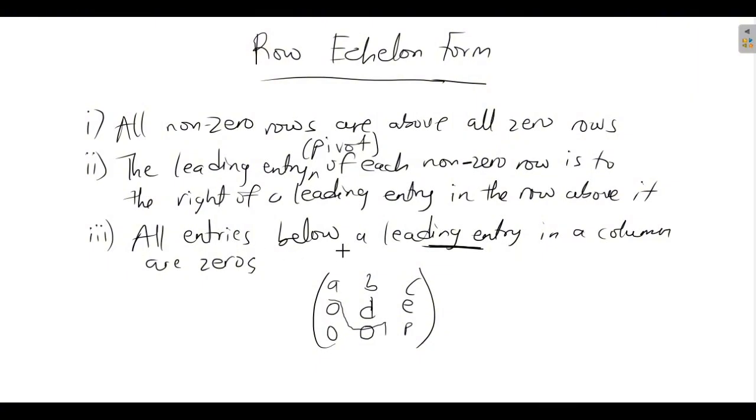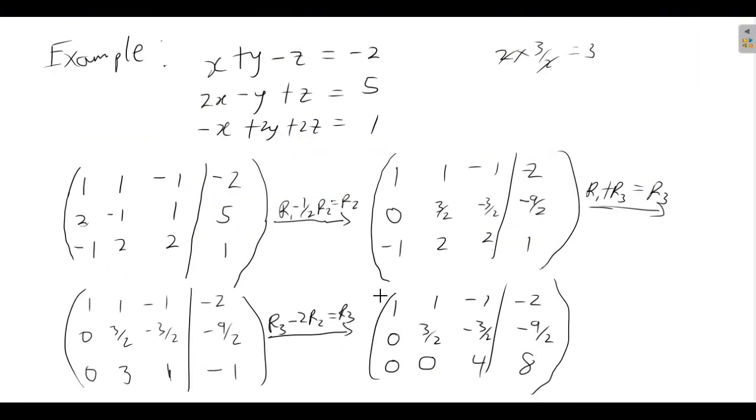And the next one says all entries below a pivot or a leading entry in a column are zeros. Let's check. This is our pivot and all the entries below it are 0. This is our next pivot. The entries below it in the column are also 0, right? Yes. Then this one is the only entry, the pivot we have here. We don't have anything below it.